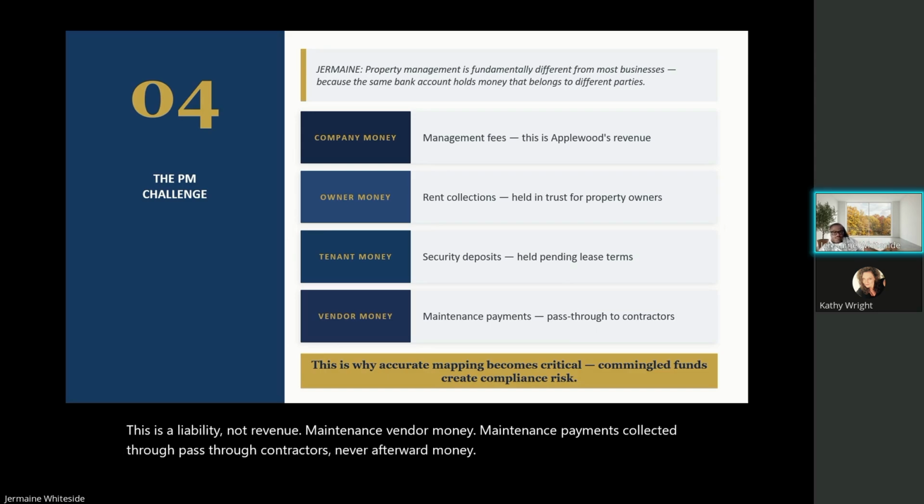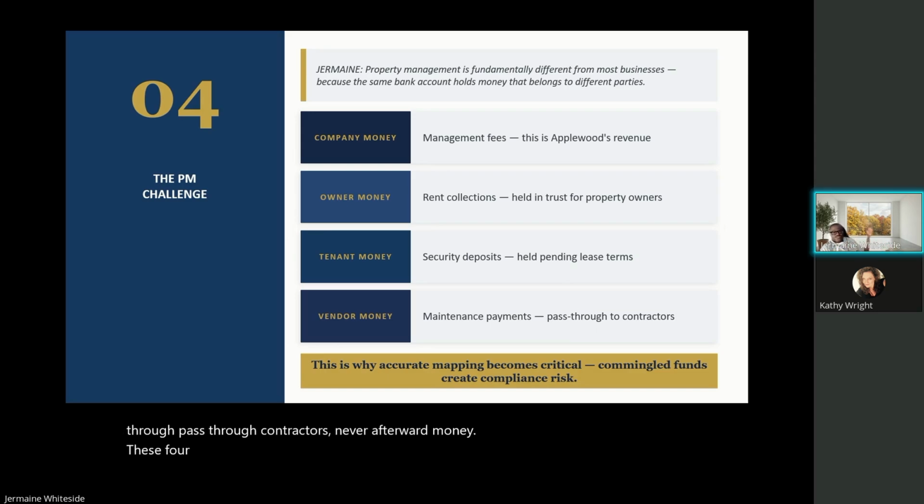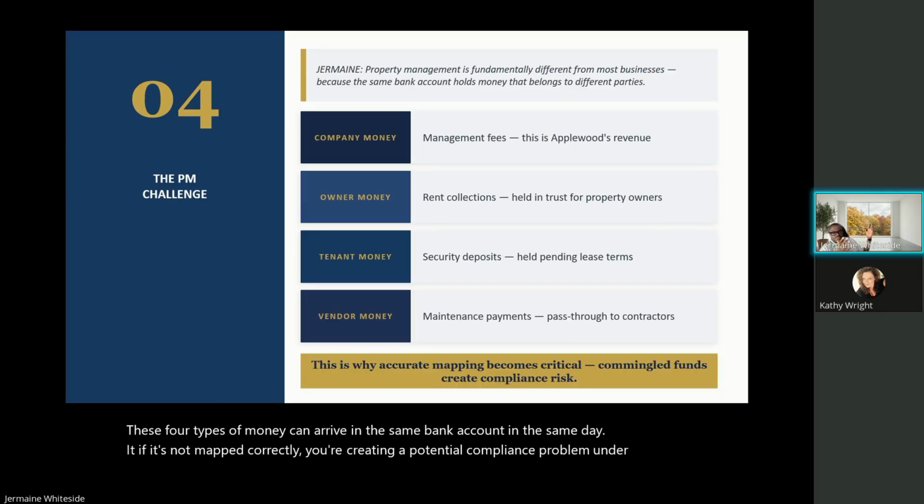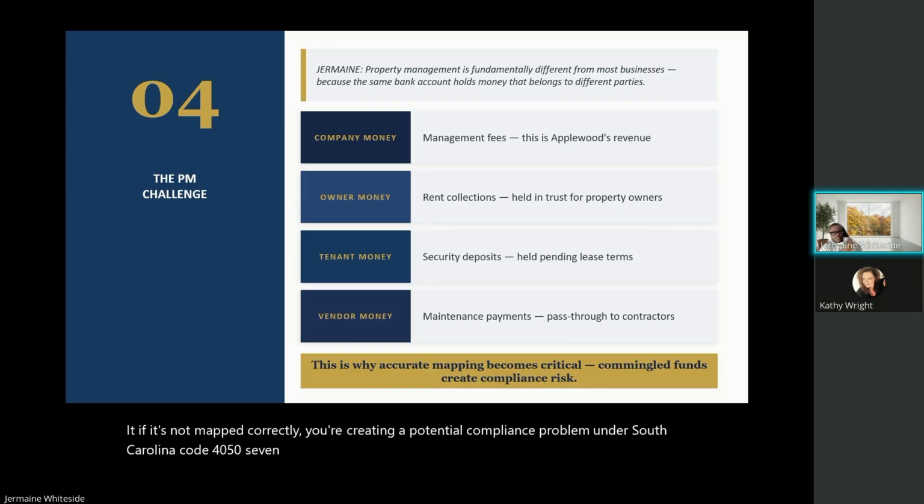These four types of money can arrive in the same bank account in the same day. If it's not mapped correctly, you're creating a potential compliance problem under South Carolina Code 40-57-135. Commingling these funds is a serious violation. Yeah, this is one of the most important things I've learned. Not all the money in my account belongs to me.